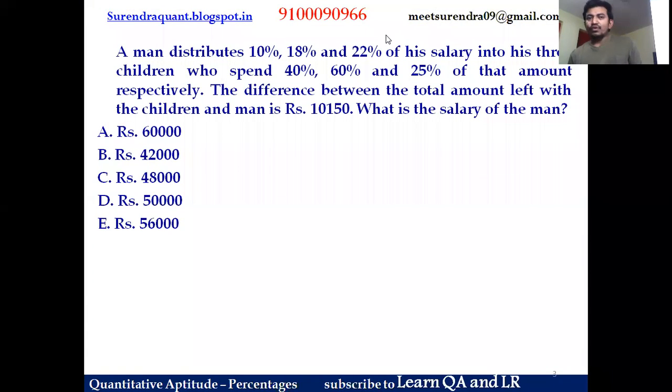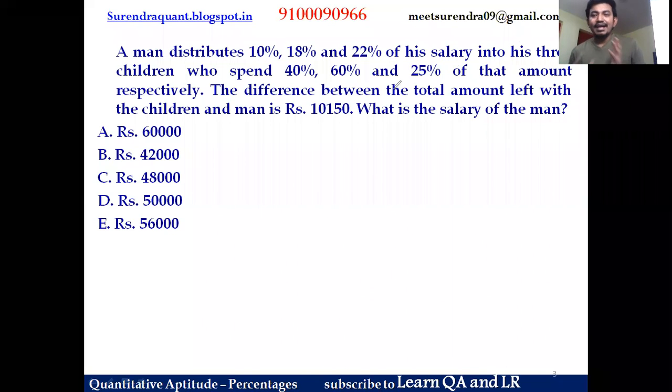First of all, try to read the data, try to interpret the data, try to understand the data, and try to write very minimum information onto the paper, which can save the time. Let us read the question. A man distributes 10%, 18%, 22% of his salary to his 3 children, who spend 40, 60, 25% of the amount that they receive respectively. The difference between the total amount left with the children and the man is 10,150 rupees. What is the salary of the man?